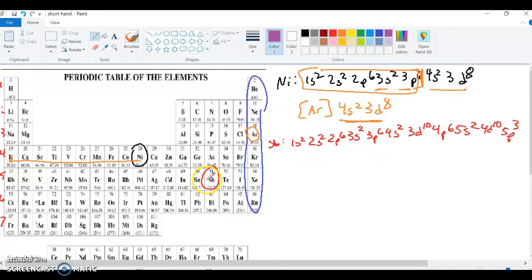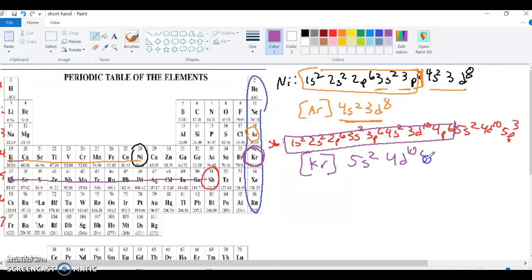So here I am. I'm going to backtrack to my noble gas, krypton. I can see that krypton ends in 4s2, 3d10, 4p6. It ends in 4p6. So anything in the fourth energy level and below is going to be there, except for, of course, our 4d10. So it'll go krypton, 5s2, 4d10, 5p3. Sorry, 3.